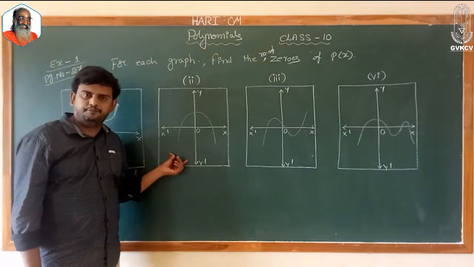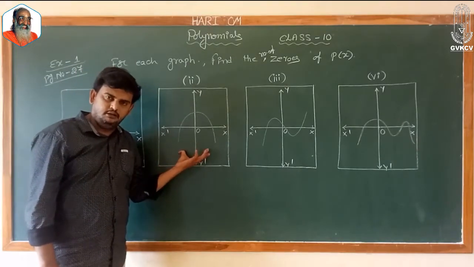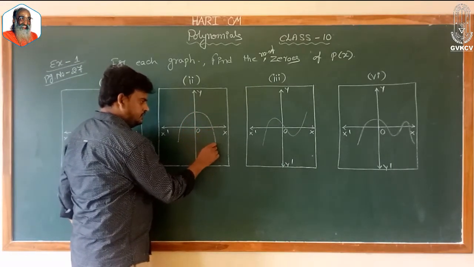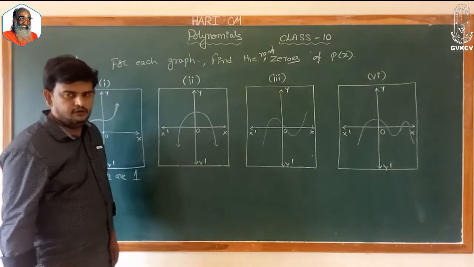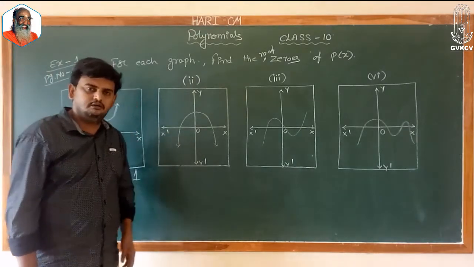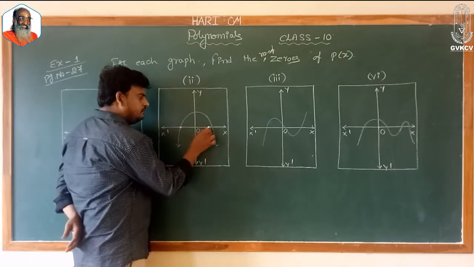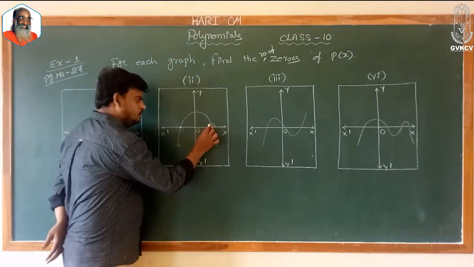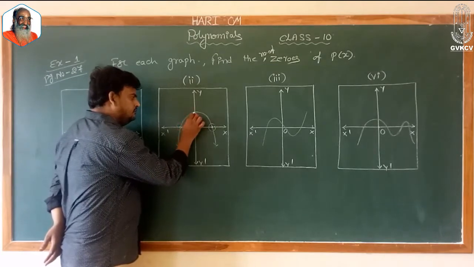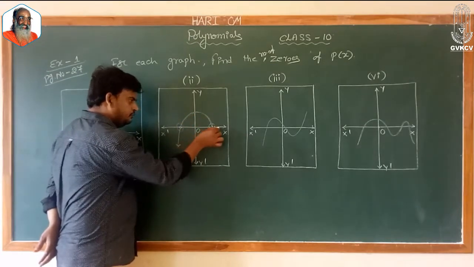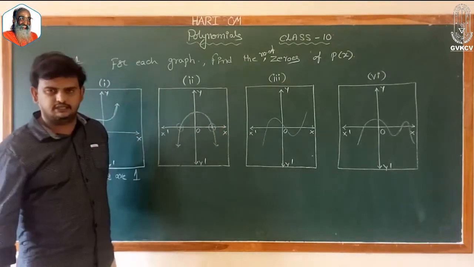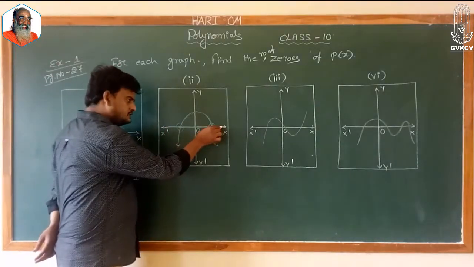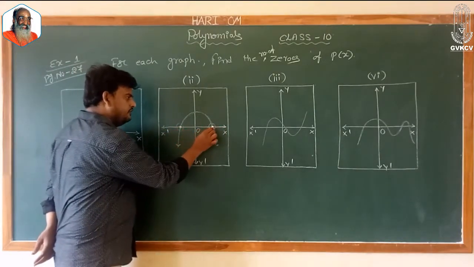Now let us come to the second one. This is the graph of a polynomial, and it has a parabola shape. Now, does this parabola touch the x-axis or not? Yes, it touches at two different points. Here at one point, and here at one point. At two different points, the graph of the polynomial touches or cuts the x-axis, whatever it may be. So the parabola cuts the x-axis at two different points.